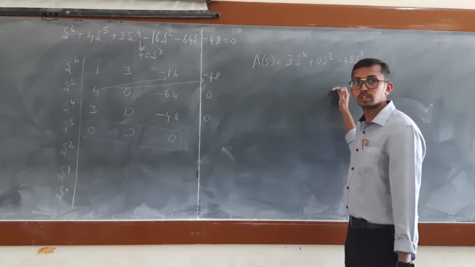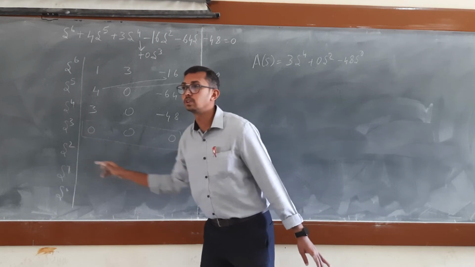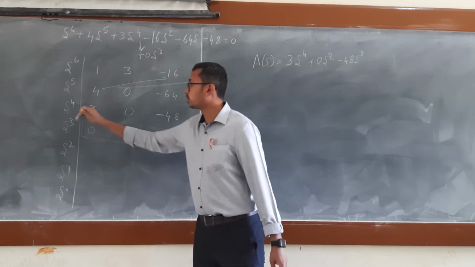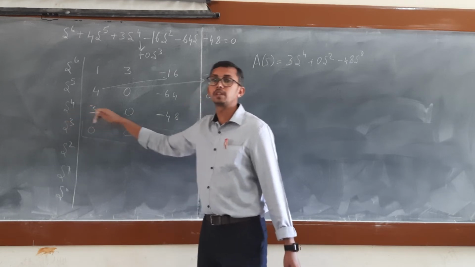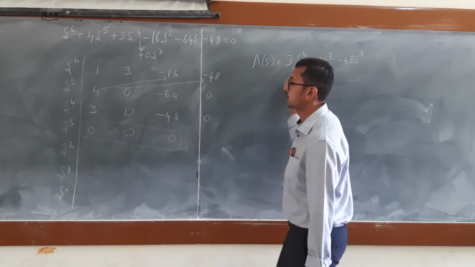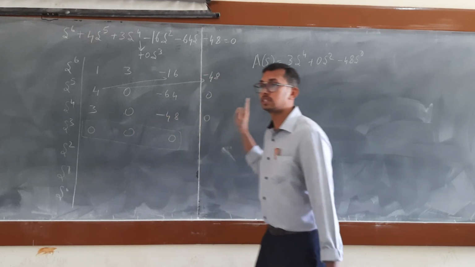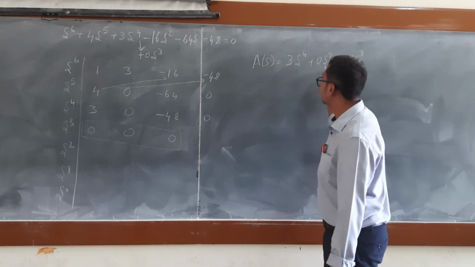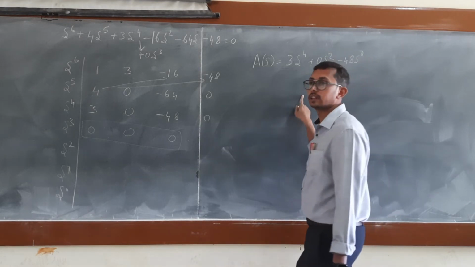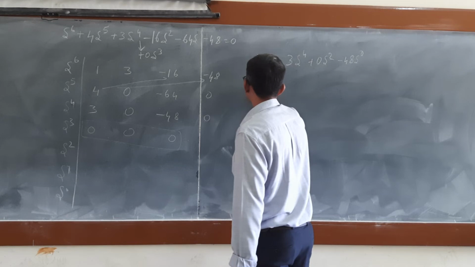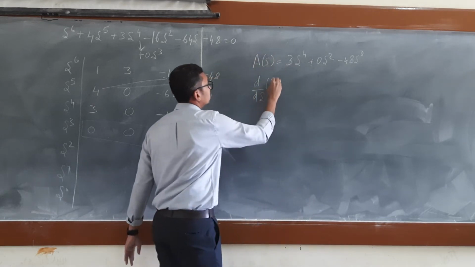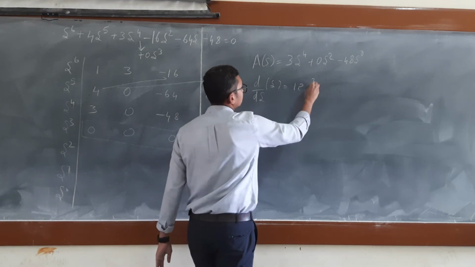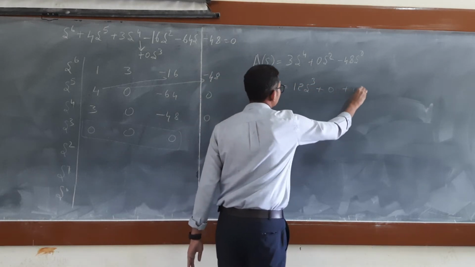Why is this the auxiliary equation? Because this is the row of zeros, I am going to consider the previous row and write the equation with the help of this previous row. So this is the auxiliary equation. Is it clear? Yes. Now I am going to differentiate this auxiliary equation with respect to s, d by ds. What is this? 12 s cube.